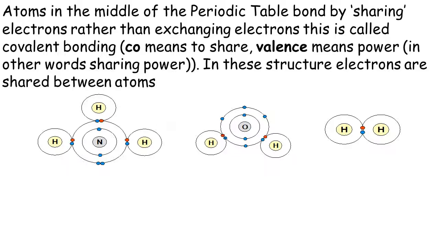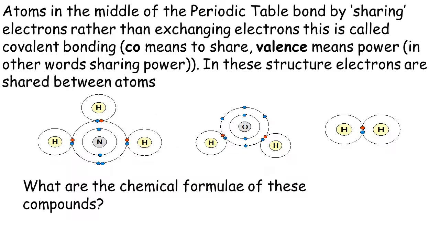So there you go. There's some more covalently bonded molecules. What are the chemical formulas for these compounds? So the one on the left, ammonia, 1 nitrogen and 3 hydrogens. So what would the formula be? NH3. The next one, the water one in the middle, not difficult. Two hydrogens and one oxygen, H2O, and for hydrogen there, we've got two hydrogens, so that's just going to be H2.